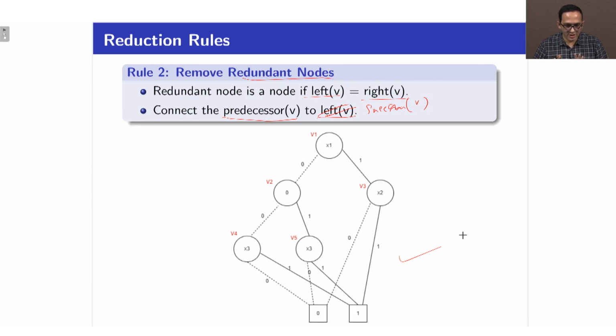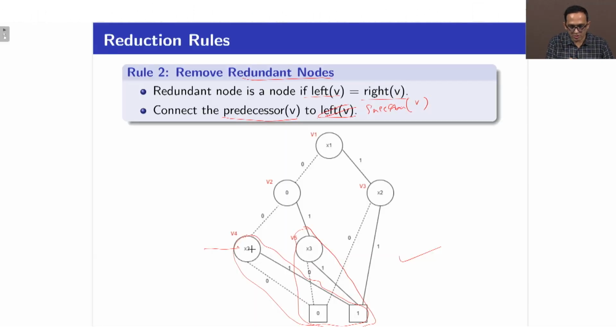Now, can you see any other redundancy in this particular graph? I can see one. Think about this particular graph. What is happening here? Whenever x3 is 0, I go to 0, and if x3 is 1, I go to 1. And think about this one, right. It has the same behavior. Whenever x3 is 0, I am going to 0. Whenever x3 is 1, I am going to 1. This is called an isomorphic subgraph.